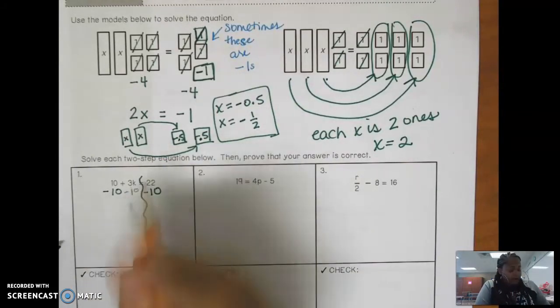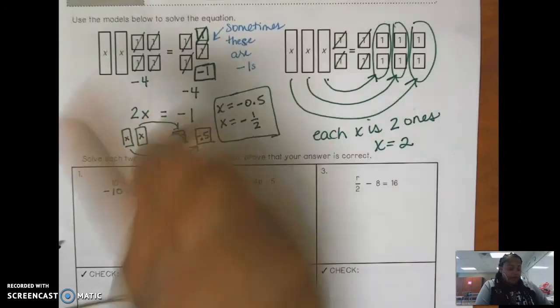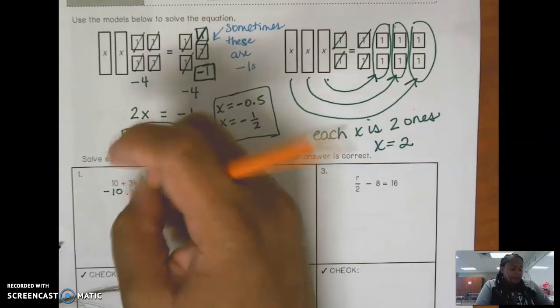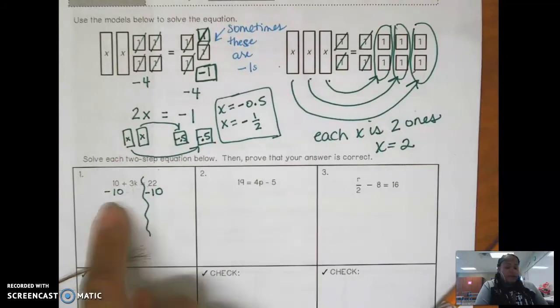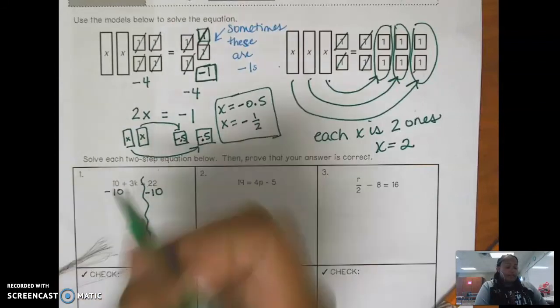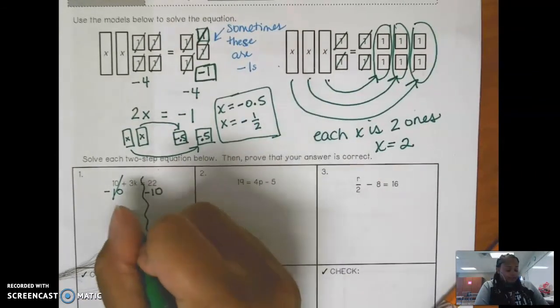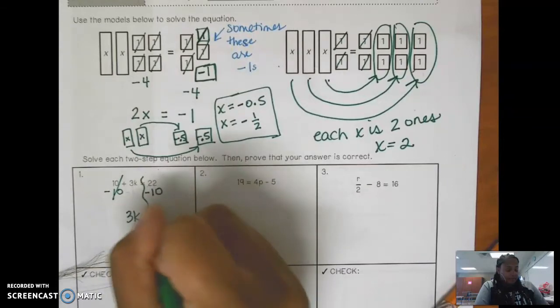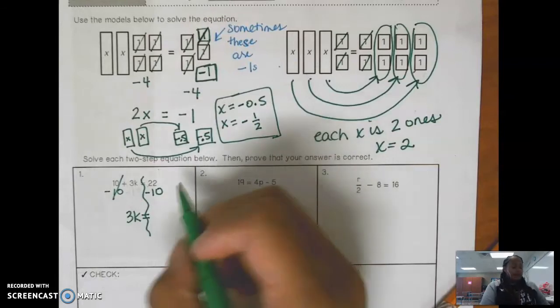Here and here, because these two 10s are on the same side. And I have to do one thing to the other side and one thing to the opposite side. So I can't put minus 10, minus 10. So I just put negative 10 on the left and negative 10 on the right. And I put it right below its 10, so it's easy for me to cross out, or right below its inverse. Then I'm left with 3x, or 3k. And 22 minus 10 is 12.